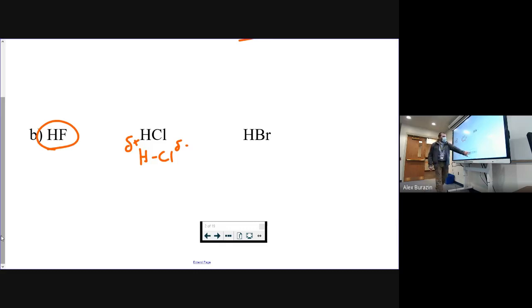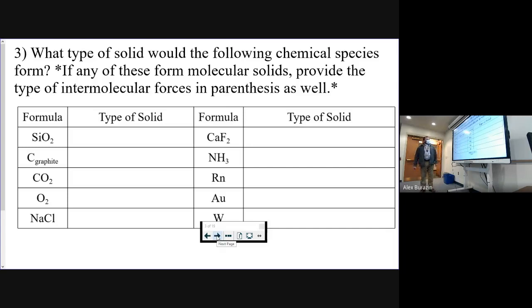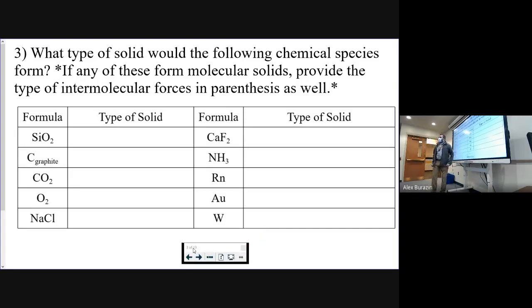Okay, these are the types of questions you can expect to see. Types of solids, I don't think I care. I don't think AP cares. What they might ask you is a properties question on the types of solids. That's generally where they go.